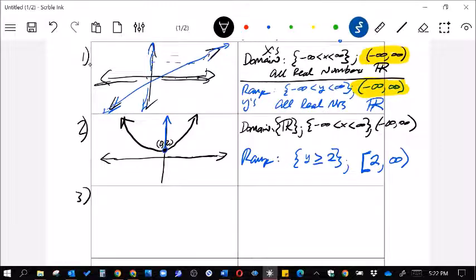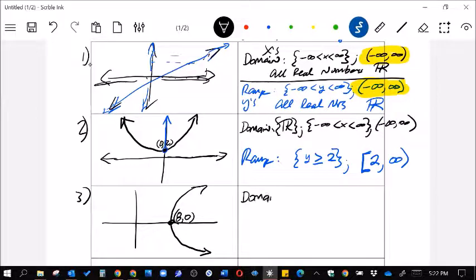For the third one, we're going to look at one of those parabolas that's going the other way. I'll take the center to be at 8 and 0. Now this one's not a function, but that doesn't mean we can't figure out the domain and range. So the domain here, we're going from 8 out. That means x is greater than or equal to 8, so it's from 8 to positive infinity.